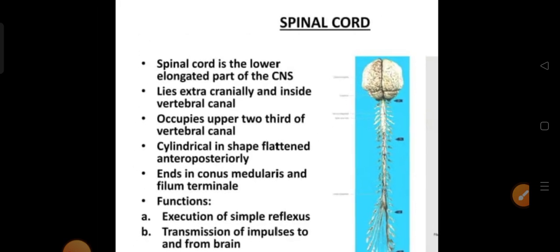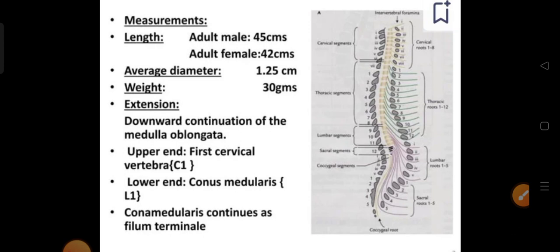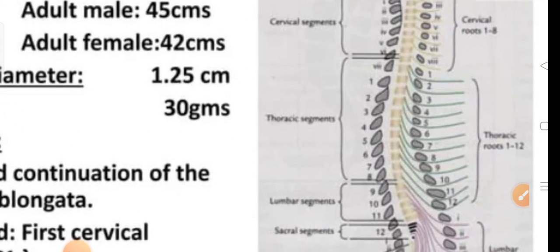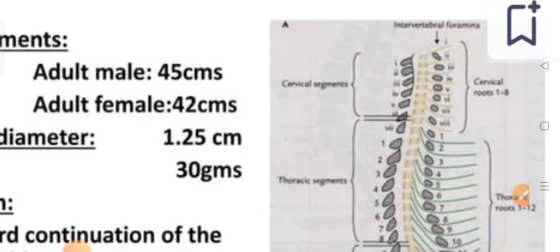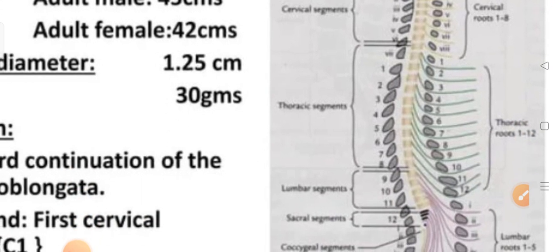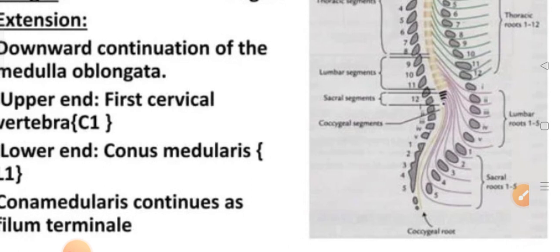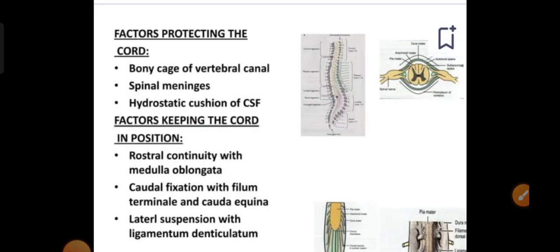These are the measurements: length, average diameter, weight, extension. Upper end, lower end, everything will be clear. The drawing of the spinal cord is very important. Same thing you have tried. I have given different structures, positions, and colorings of the spinal cord. According to your wish you can draw it, but don't forget to draw this one in the anatomy part of the examination.